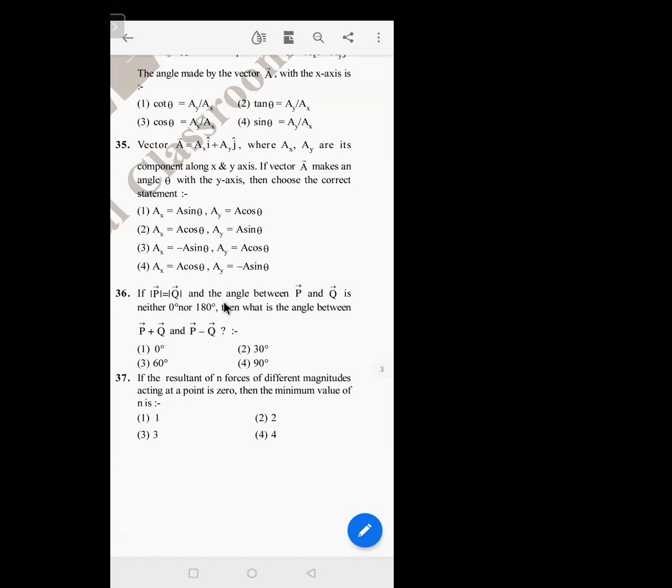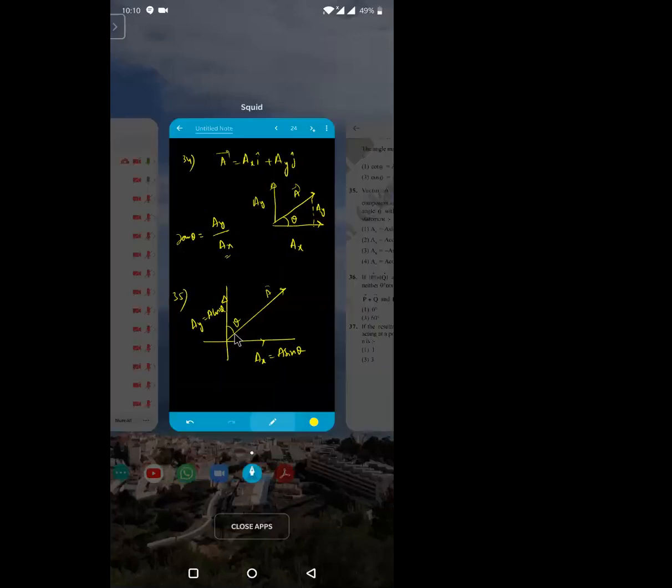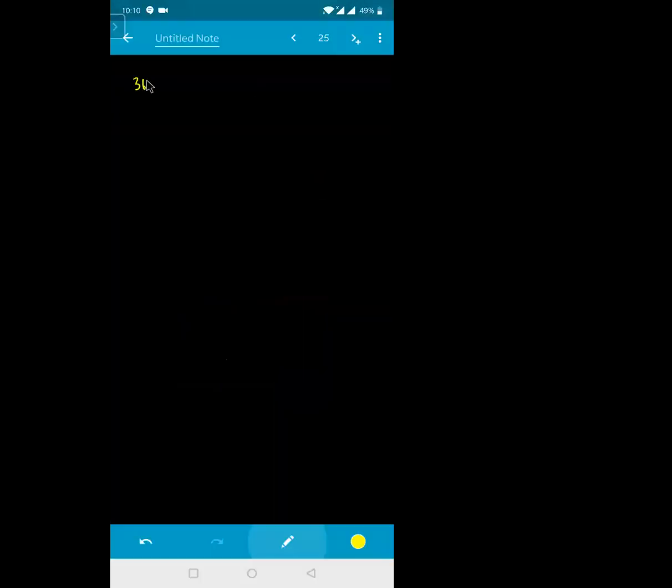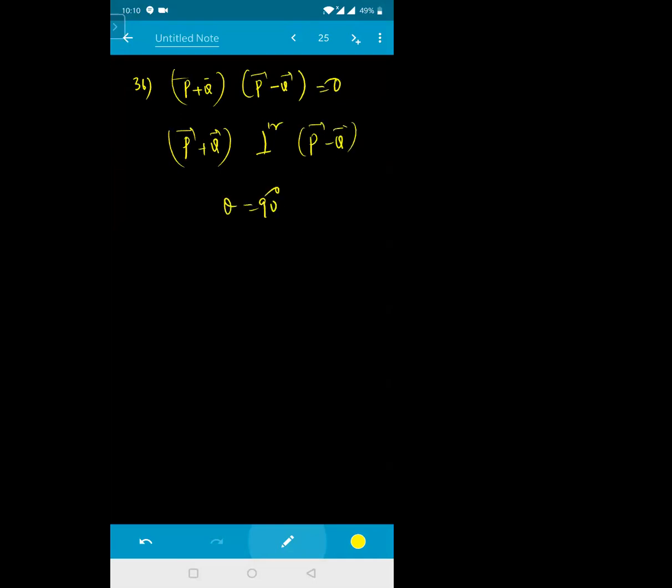Mod P and mod Q, the angle between P and Q is neither 0 nor 180 degrees. Meaning, when you take the magnitude of both, the angle between P plus Q and P minus Q. I'll write it here, question 36. So P plus Q dot P minus Q is equal to 0. That means P plus Q is perpendicular to P minus Q. That means theta should be equal to 90 degrees. 37.